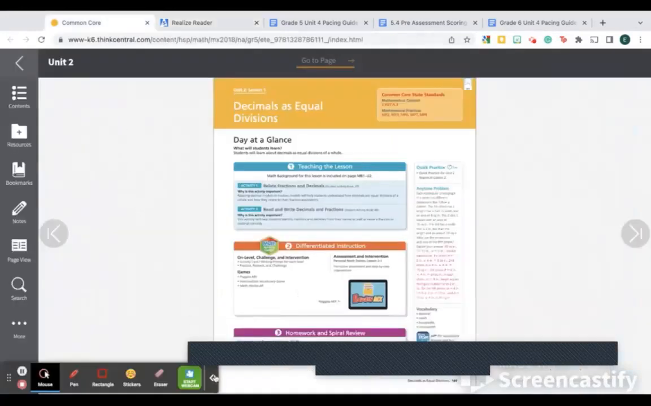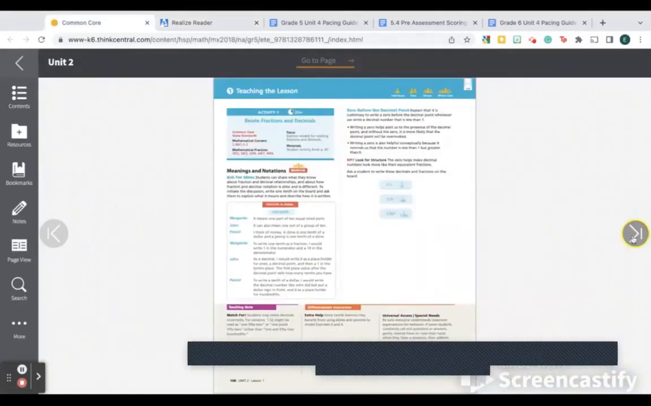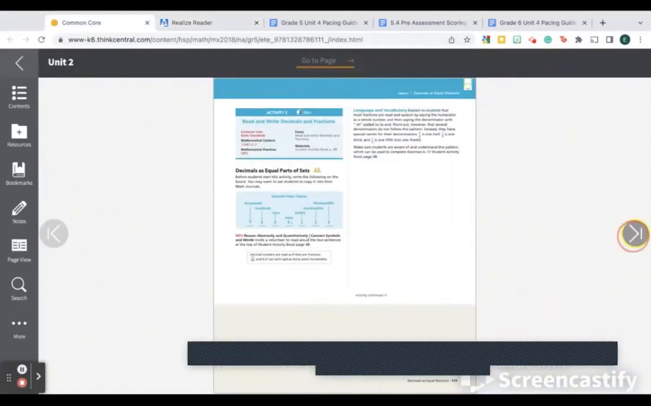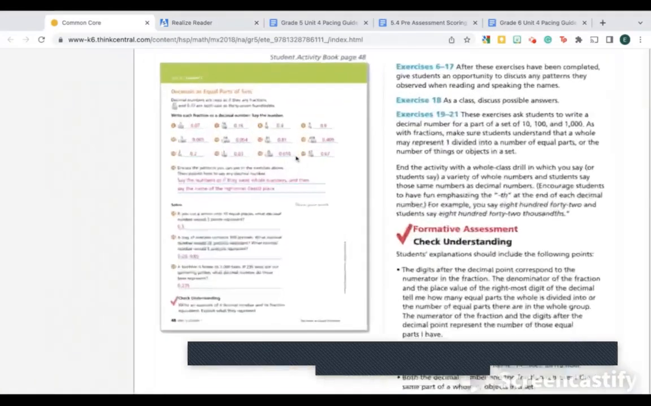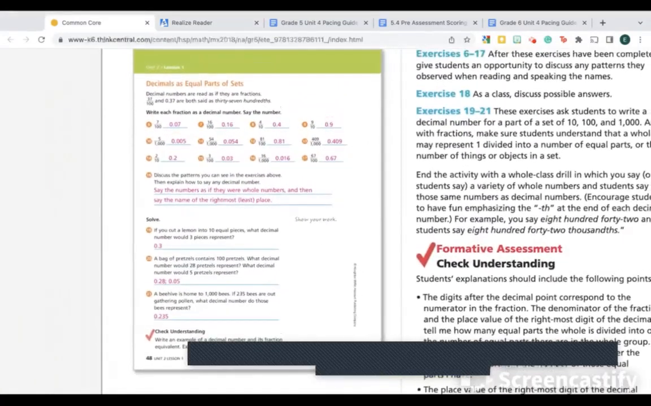If I'm in an Expressions school, I would go to Unit 2, Lesson 1, and I already skimmed through this lesson, so I'm going to jump ahead quickly to show you that I found this handout that's kind of aligned to my learning target. Again, I'm not going to assign all of it.